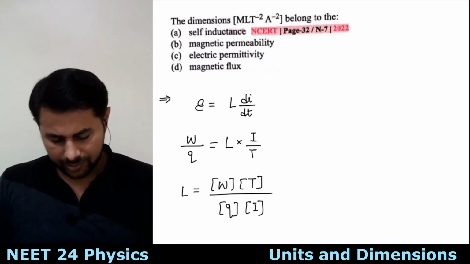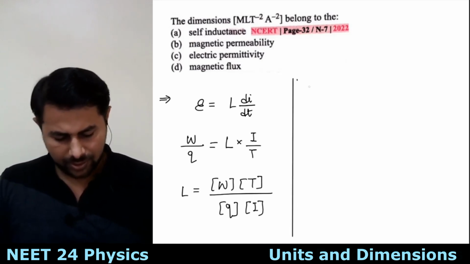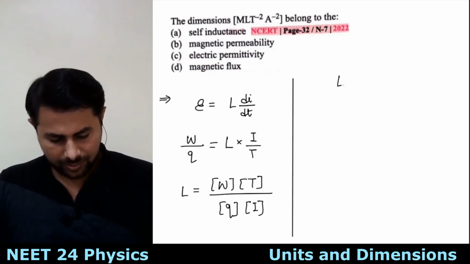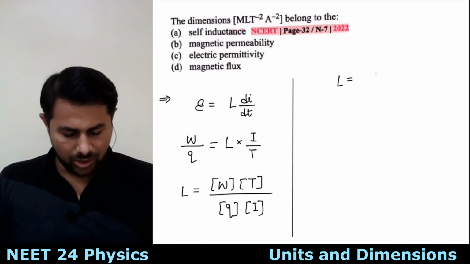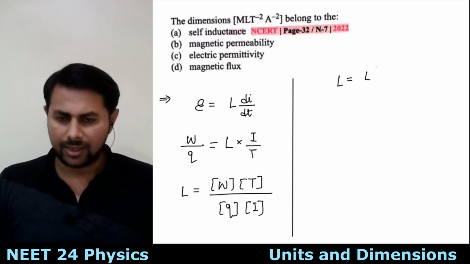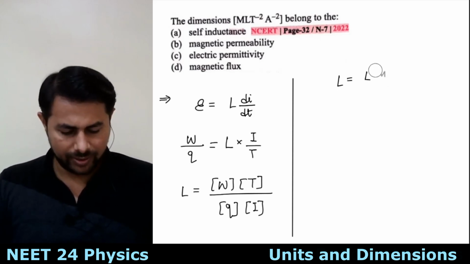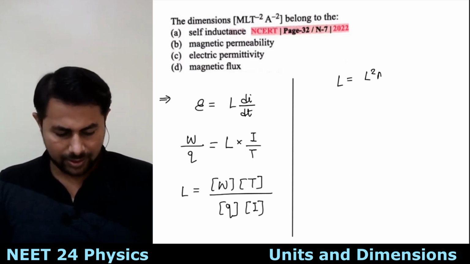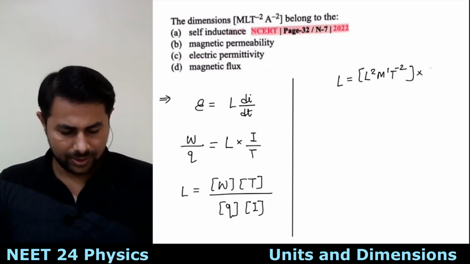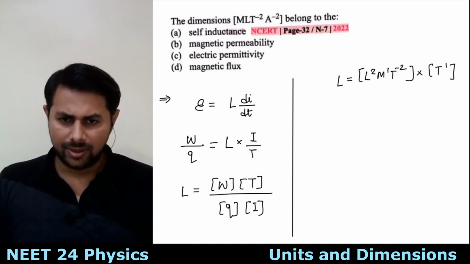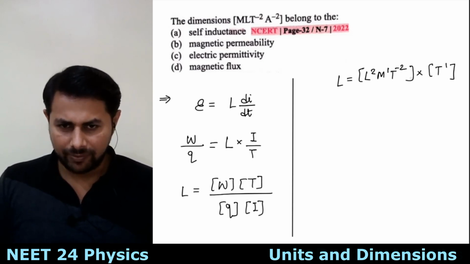Okay, so L will be equal to, what are the dimensions of work done? That I remember, it is M1 L2 T raised to minus 2. Then you have I raised to 1. Okay, you found M1 L2 T minus 2 A minus 2.